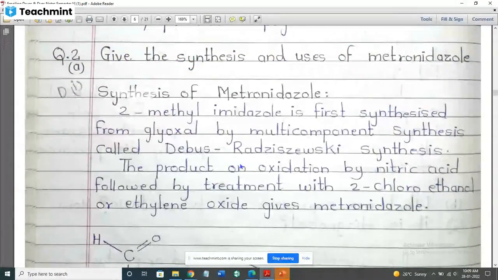The synthesis and uses of metronidazole. So students, it is one of the important drugs, metronidazole. In these drugs, firstly, the synthesis is expected.